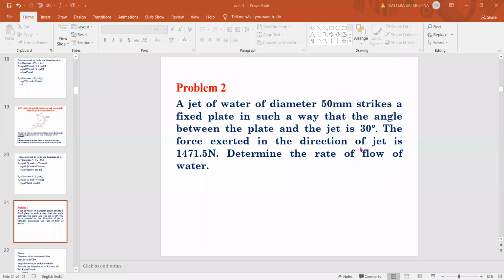The force exerted in the direction of jet is 1471.5. Okay, so he has given the force in the direction of jet, that is Fx value. So the force exerted in the direction of jet is 1471.5, which is given as Fx. What he's asking to find is the rate of flow of water. Okay, so he's asking to find the discharge when the force on the plate, Fx, is given to us. So before that, we should know the formula for finding Fx if it is an inclined or vertical plate. Okay, so please copy the question.